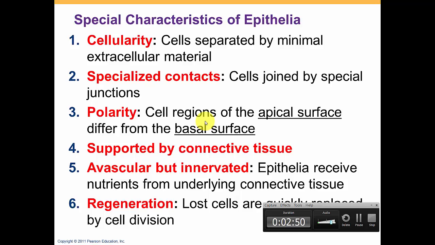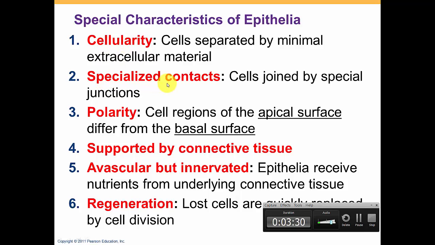So, special characteristics of epithelium. The epithelium, or epithelia as plural, has a lot of cellularity. What does this mean? This means that cells are separated by minimal extracellular material. Extra means outside the cell. So cells are closely packed together, and this is really different from other tissues like the connective tissue, where the cells are completely separated from each other and there's a big space between the cells. So this is number one, cellularity.